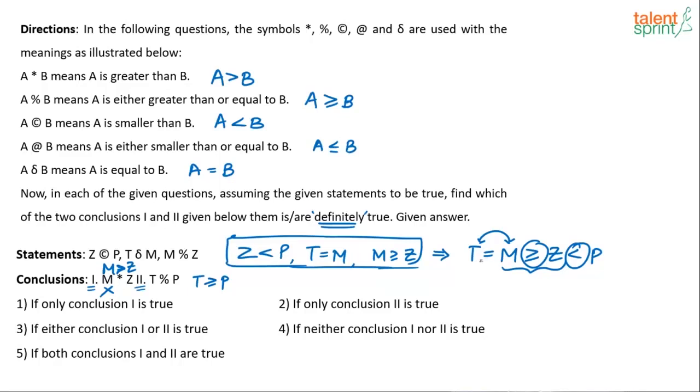So here, T and P, or rather M and P cannot be compared, which means T and P also cannot be compared. So how do we see T is greater than or equal to P? T can be greater than P, can be equal to P, can also be less than P. So that is the reason conclusion number 2 also is false. So neither conclusion 1 nor conclusion 2 is true. Option 4 should be the answer.